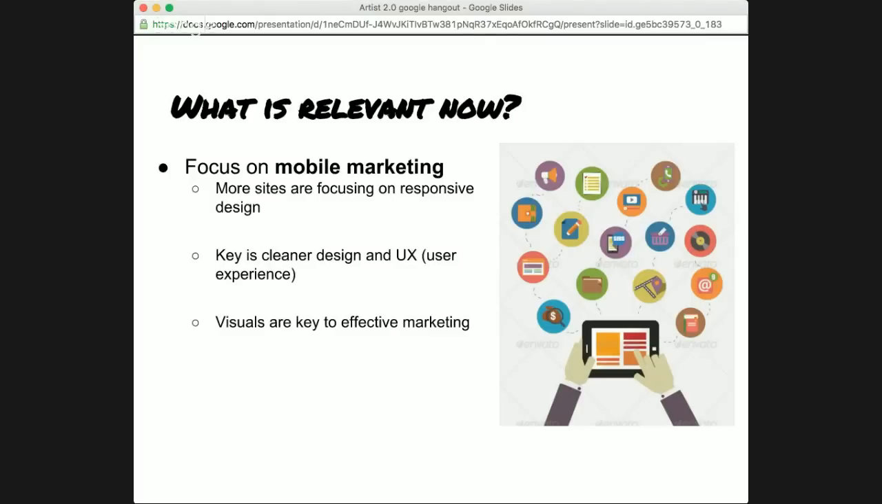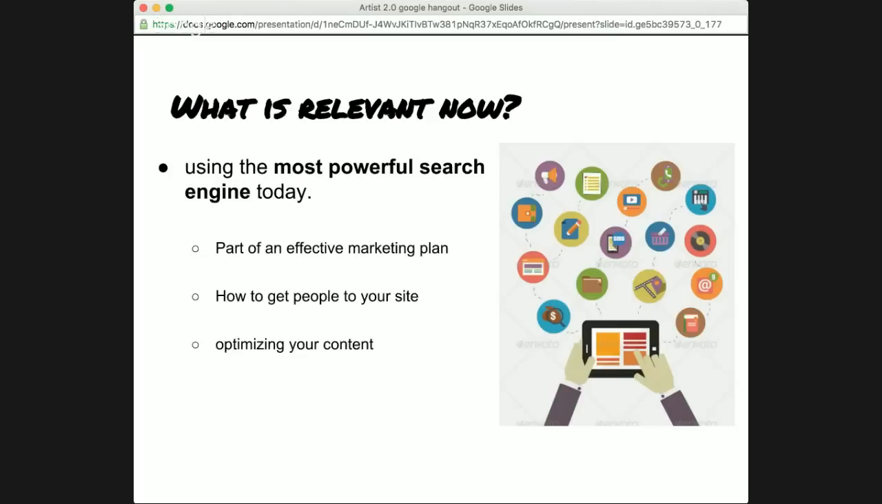But the visuals are key to an effective marketing effort on our part. And using the most powerful search engine today, which we're going to talk about in a few moments here, this is a search engine that we fail to realize is really vital to our business and really important right now, and brilliant for visual artists. It's got to be part of our marketing plan. We got to figure out how to get people to our site. And this is one of those things we got to start using.